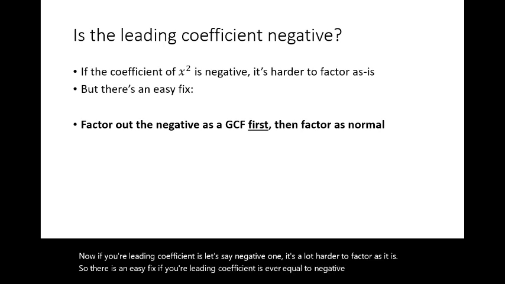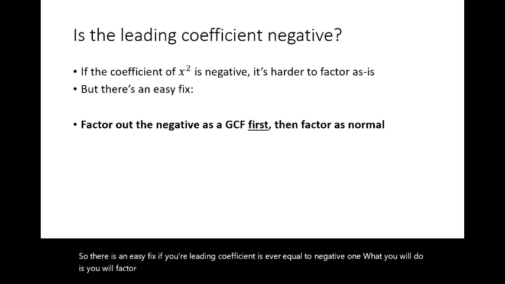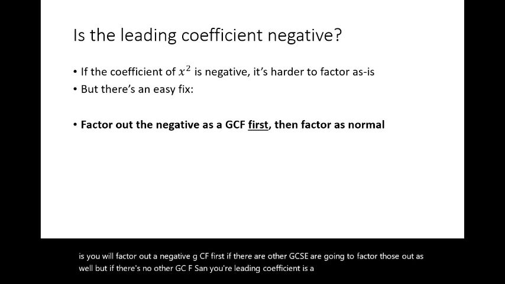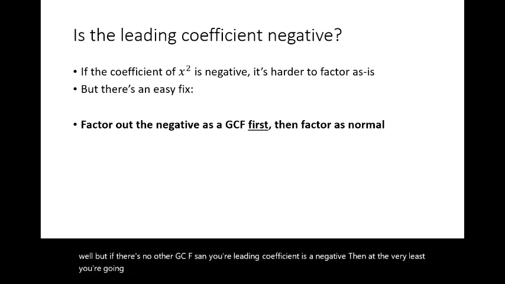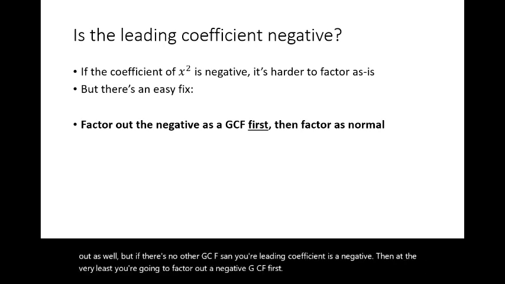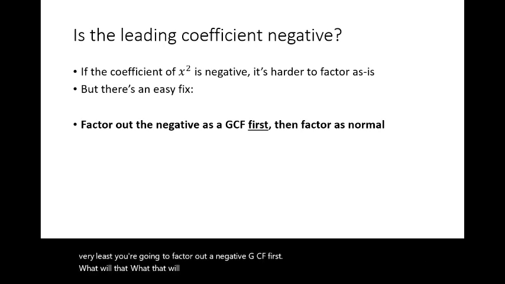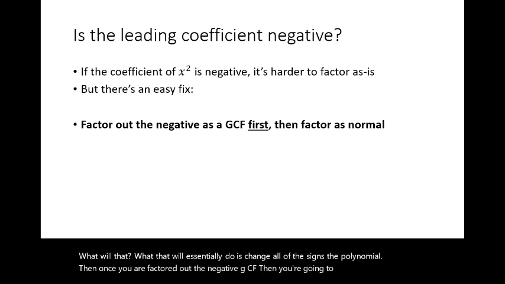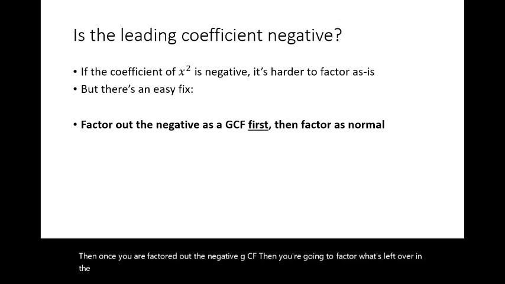What you will do is you will factor out a negative GCF first. If there are other GCFs, you're going to factor those out as well, but if there's no other GCFs and your leading coefficient is a negative, then at the very least you're going to factor out a negative GCF first. What that will essentially do is change all of the signs in the polynomial. Then once you have factored out the negative GCF, then you're going to factor what's left over in the parentheses just like you normally would.